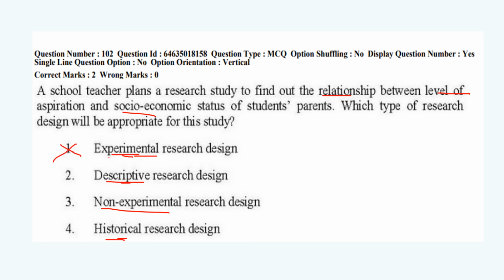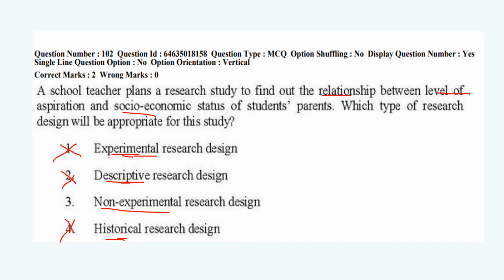Then is descriptive research design. In descriptive research design, we can take help of the types of descriptive research design. This particular question doesn't fall in any of the types of the descriptive research design, so this option can also be eliminated. Then we are left with historical research design. Since no past data is being studied in this particular question, we can reject this option also.